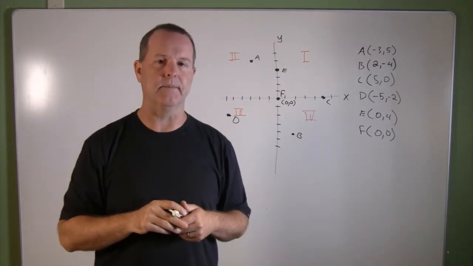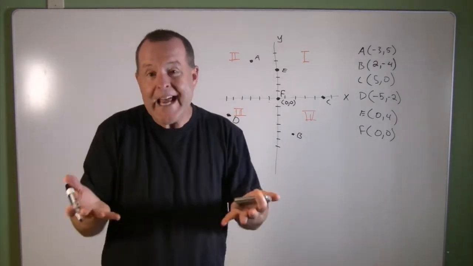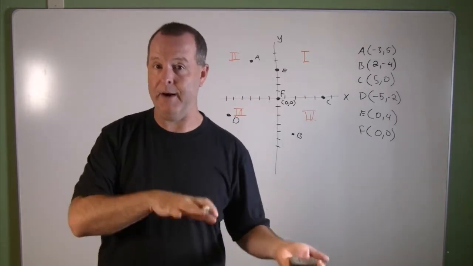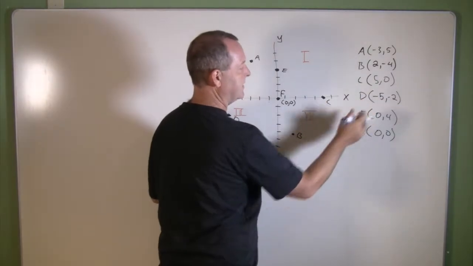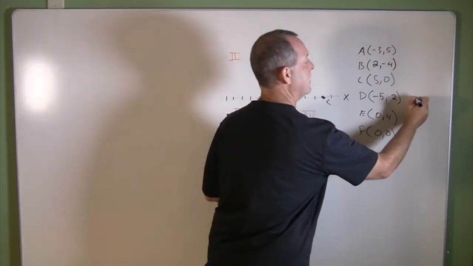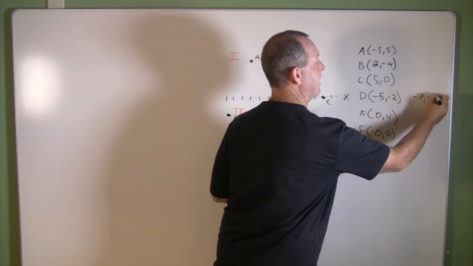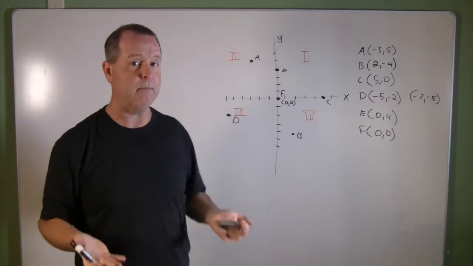Some of you might be asking, does the order matter? Well, yes, because we call them ordered pairs, which means there is an order. So for example, if I look at point D, what if I reversed it around? What if it was (-2, -5)? Would that be at the same location? Would that still be point D?